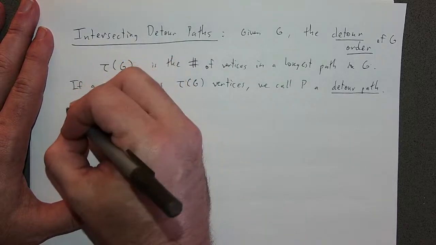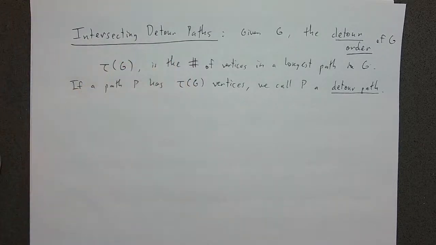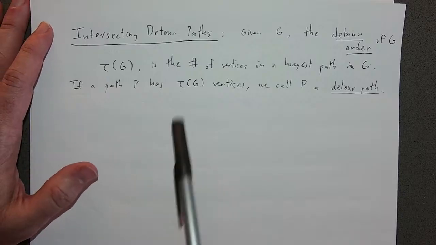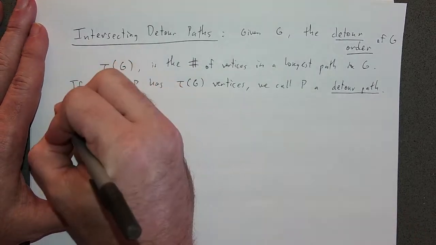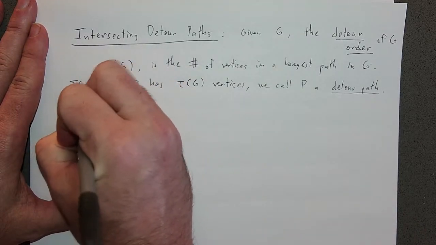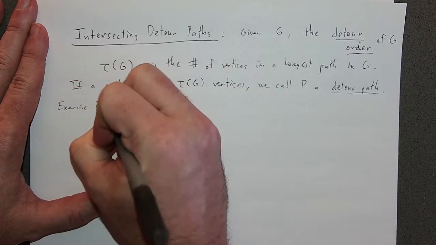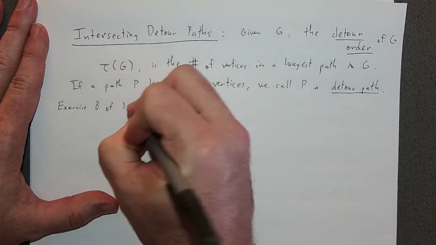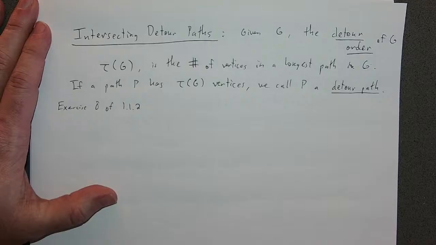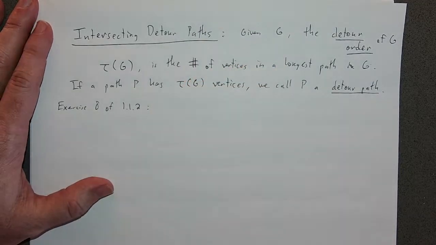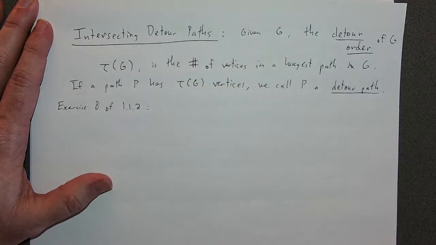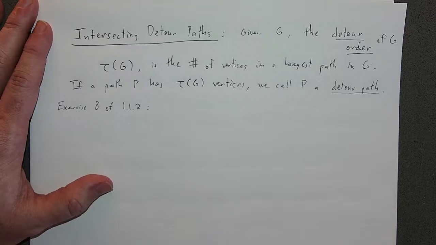Now, again, in homework 1, I don't think this problem was assigned in homework 1, but I might be forgetting. But in exercise 8 of section 1.1.2, you were asked to prove if G is connected and P1 and P2 are detour paths, then the intersection must be non-empty.